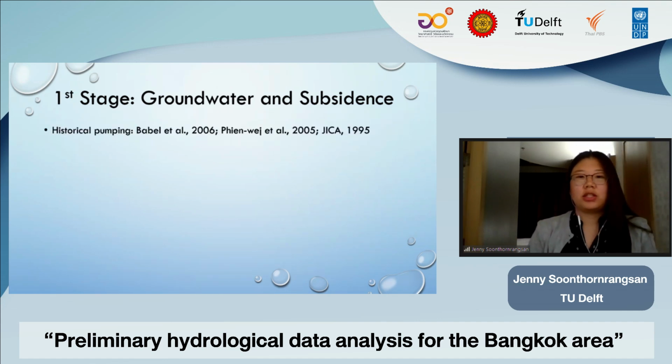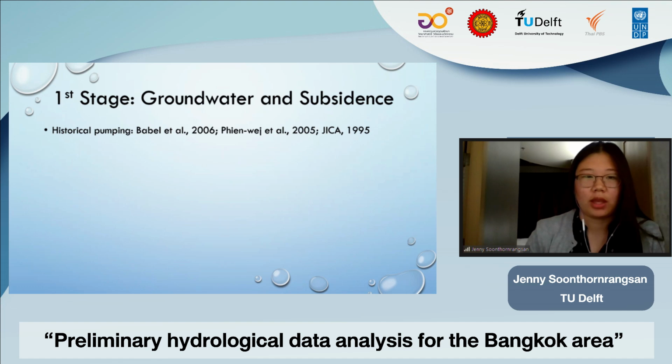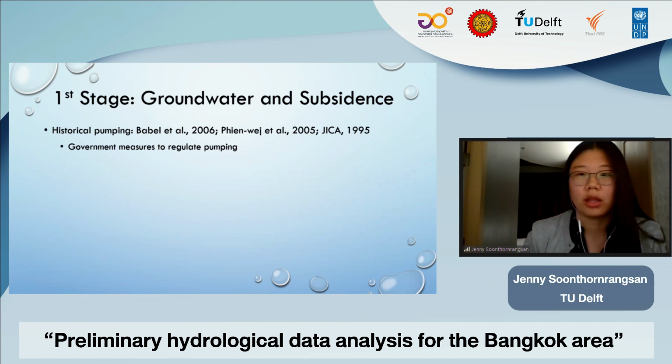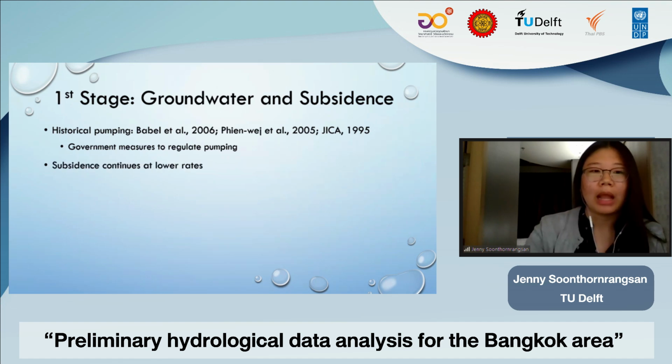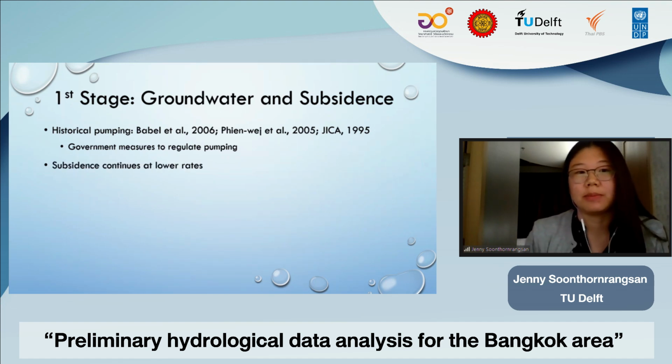So earlier studies have shown a strong correlation between substantial pumping in the Bangkok area as well as significant subsidence that occurs throughout the city. And so in response to those studies, the government introduced measures to start regulating pumping. And they've started that since the early 2000s. And now we see that groundwater has recovered mainly to where they were before the pumping. However, what we see today is that subsidence continues to occur at lower rates.